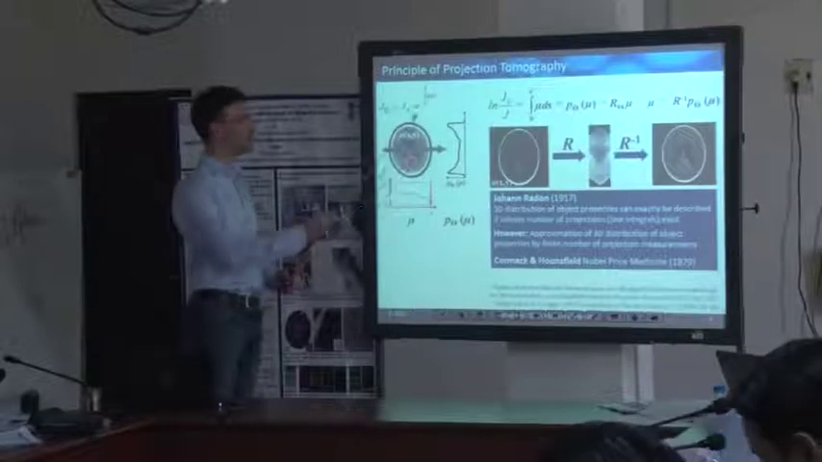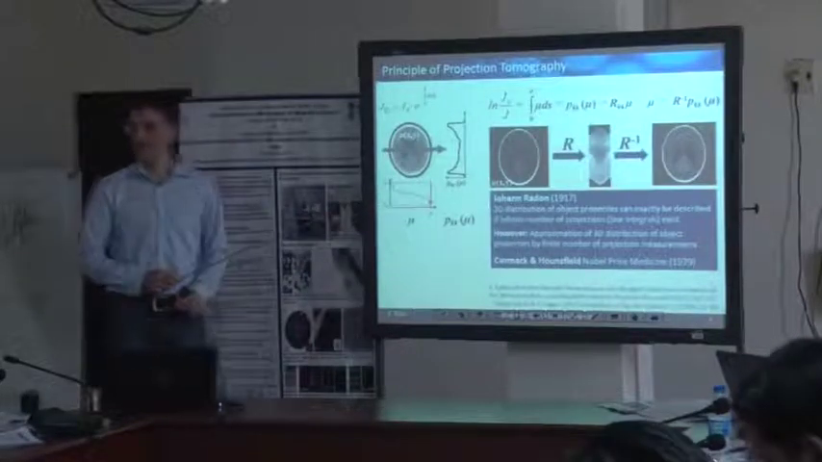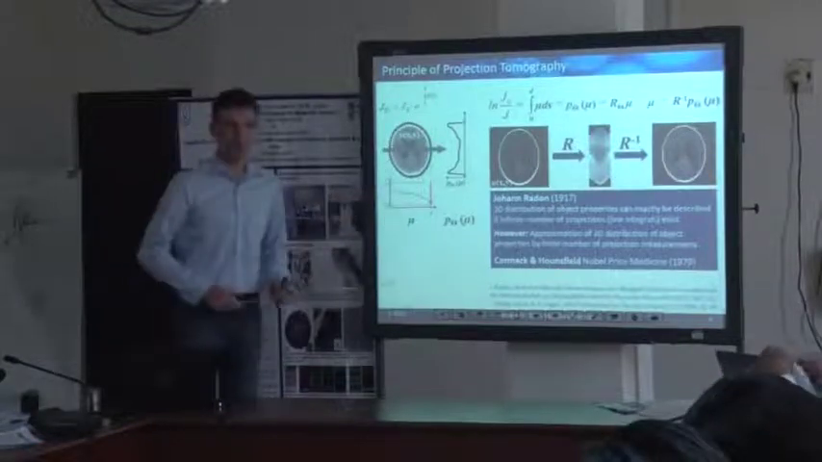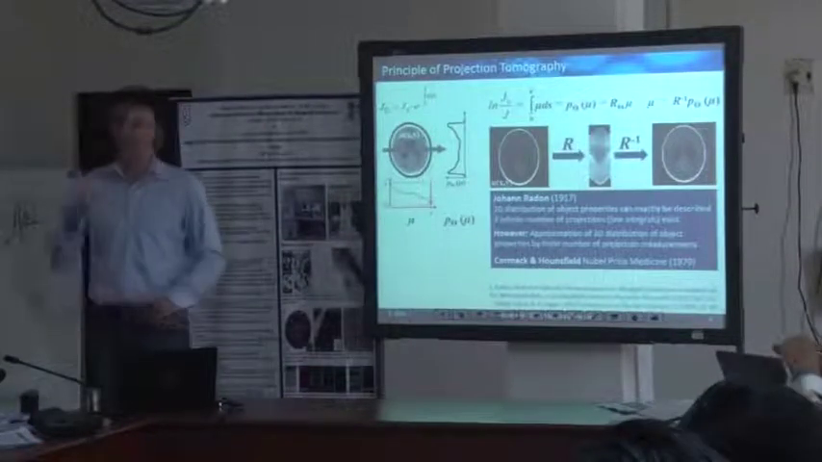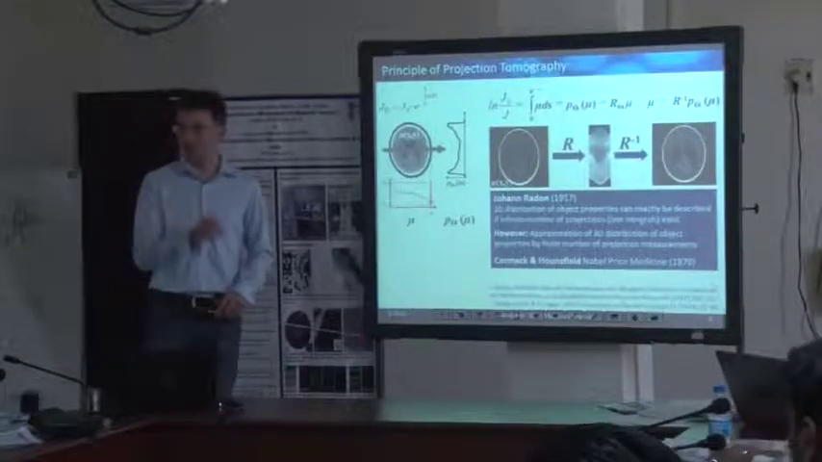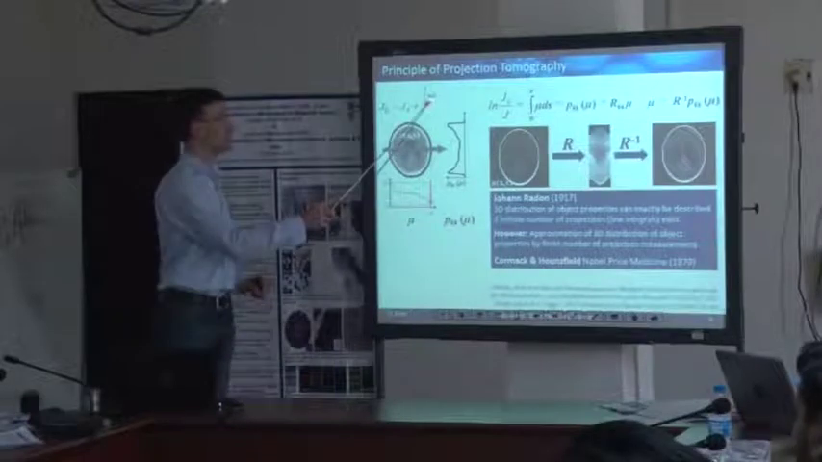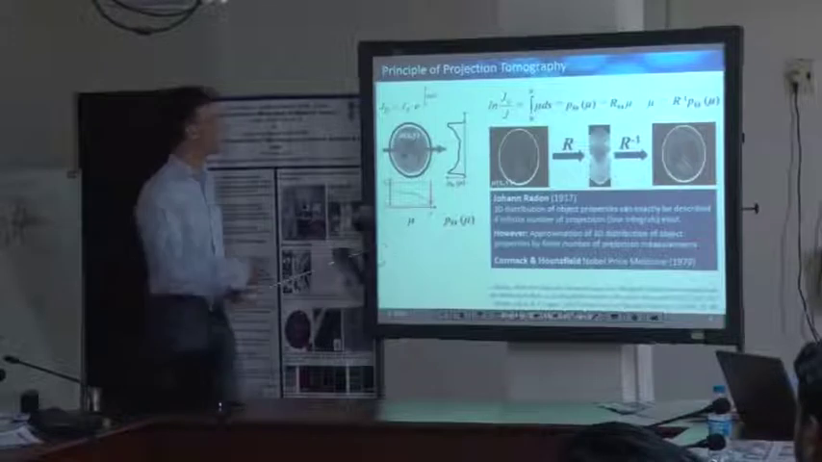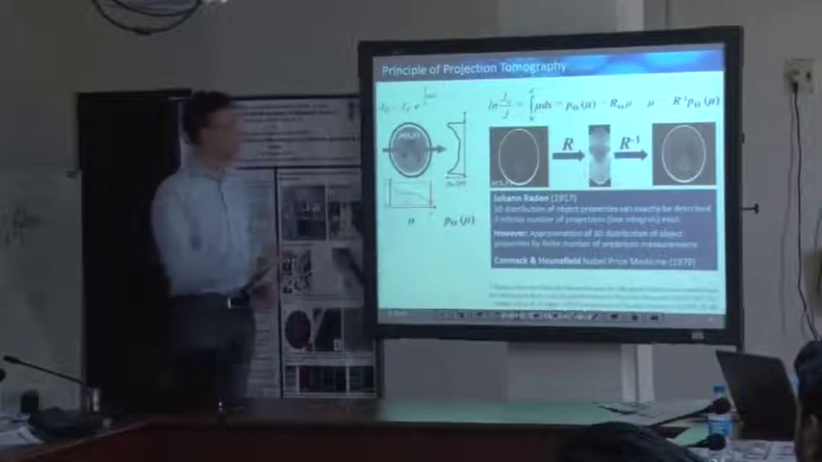In principle, we don't reconstruct the density here in CT. What we reconstruct is the distribution of this attenuation coefficient. The attenuation coefficient is related to the density of the matter, okay? But this is what we obtain by reconstructing the data. And the way is the following.